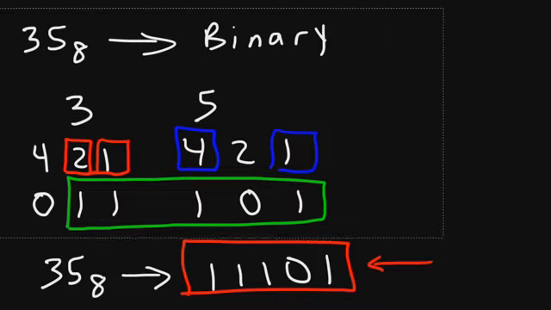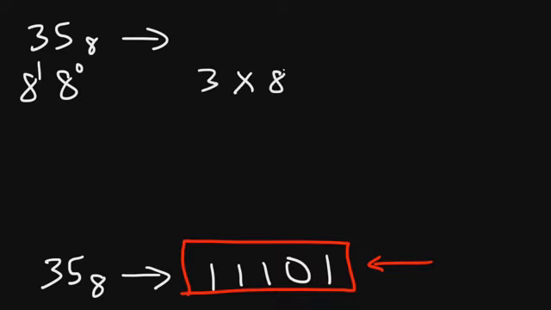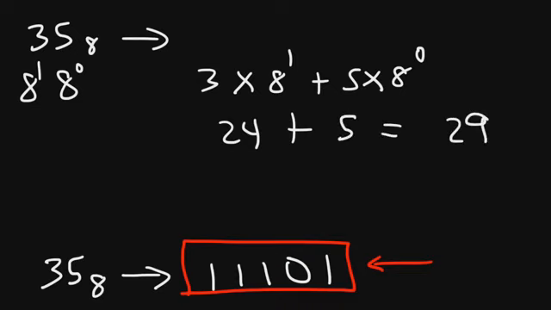Now, if you want to check your work, here's what you can do. Let's convert the octal number into a decimal number, a number in a base 10 system. To do that, you need to multiply the 5 by 8 to the 0 and the 3 by 8 to the 1. So it becomes 3 times 8 to the first power plus 5 times 8 to the 0 power. 3 times 8 is 24. 8 to the 0 power is 1. So that's 5 times 1, which is 5. And so the sum is 29.